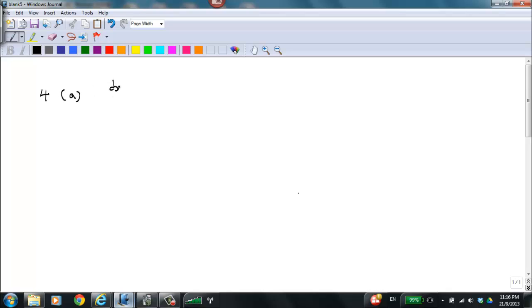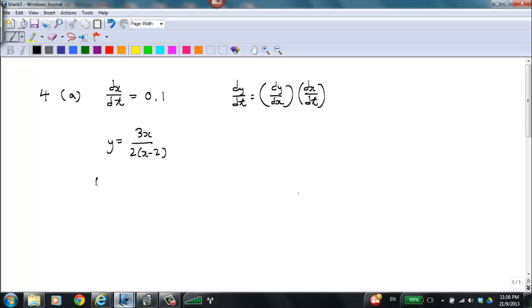Once all this strategy has been derived, I'm ready to solve part A. First thing first, we know that dx/dt equals 0.1. We want dy/dt, the target. This is what we want, this is what we have. Chain rule, this is what we need. So from just now, we know that y equals 3x over 2x minus 2. So dy/dx will be equal to, to keep our question simple, keep the 3/2 outside.